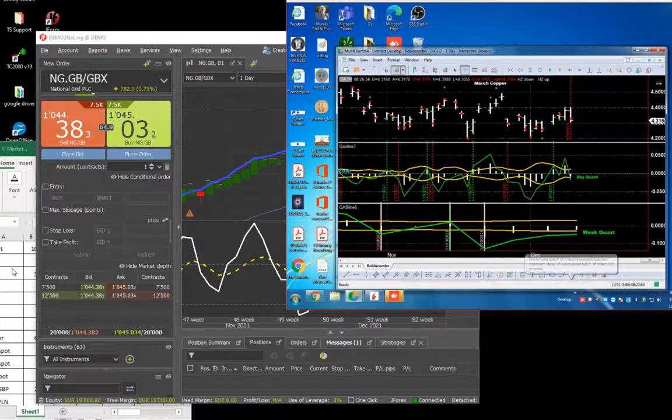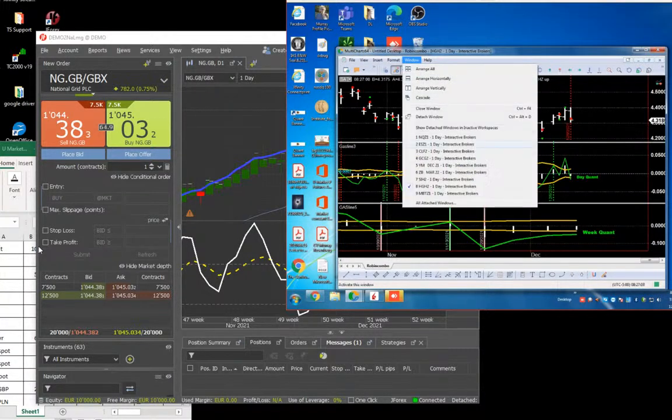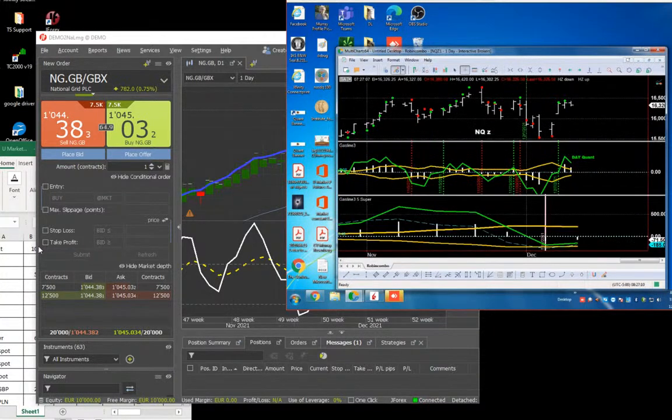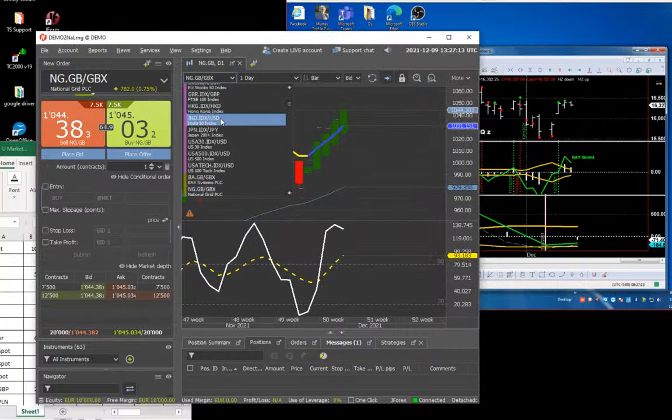All right, where are we at now? Oh yes, we just got done with copper, we did silver, we did platinum. So we're done with the energies. We'll take a look at the stock market real quick. Here's another example of it all. Here's the Tech 100, that's on Dukascopy. Let's put it up on Dukascopy too at the same time.